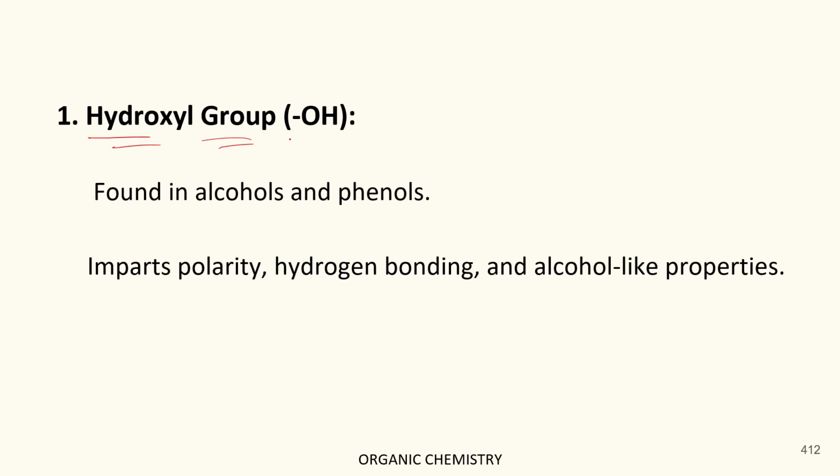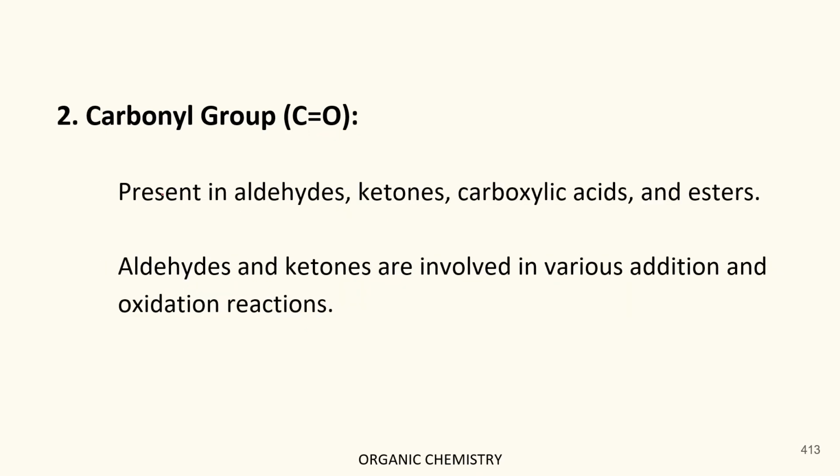Let's start with the first one. So the first group is the hydroxyl group represented by -OH. Got it? It is generally found in alcohols and phenols and imparts polarity, hydrogen bonding and alcohol-like properties. So just write down the first is a hydroxyl group represented by -OH. It is generally found in alcohols and phenols, imparting properties like polarity, hydrogen bonding and alcohol-like properties. Got it? Move forward.